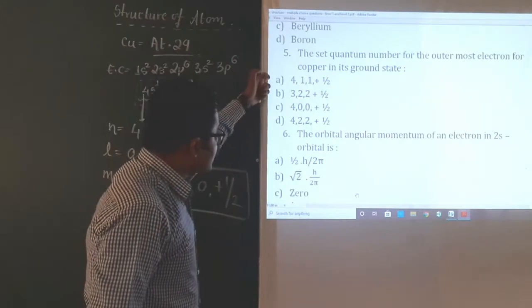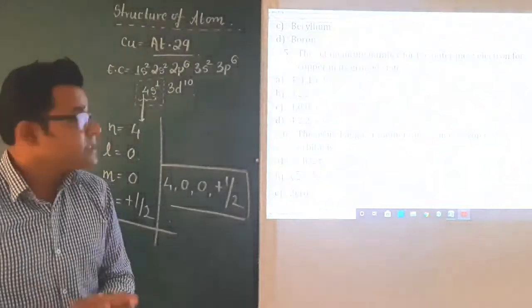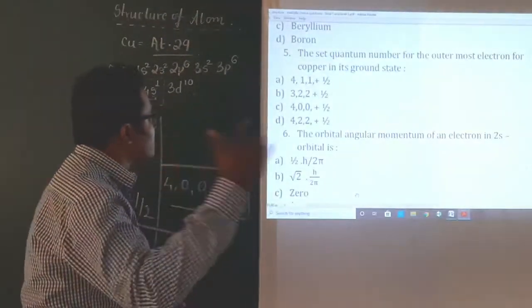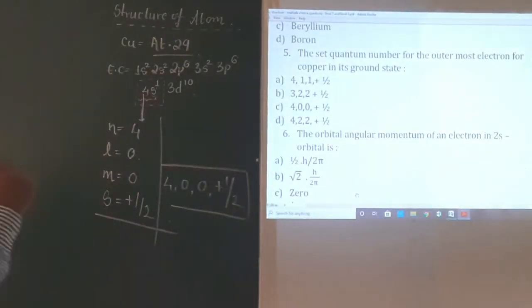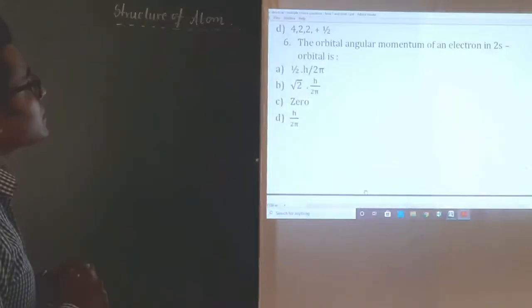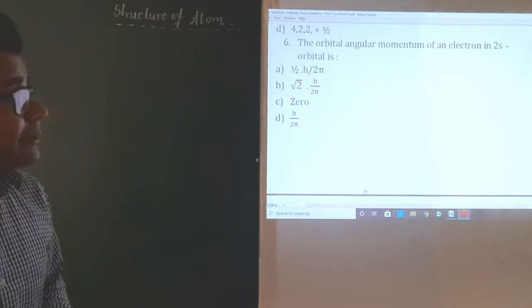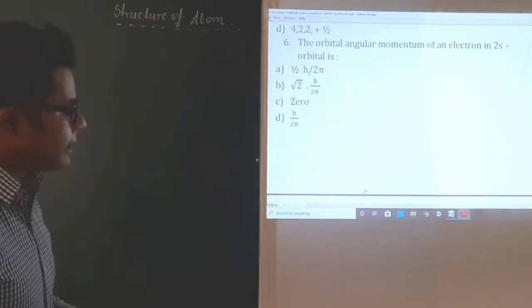So, which one is it? It is going to be option C. Right? So, this was the answer for 5. Going forward with question number 6. This is important for us. The orbital angular momentum of an electron in 2s orbital is.